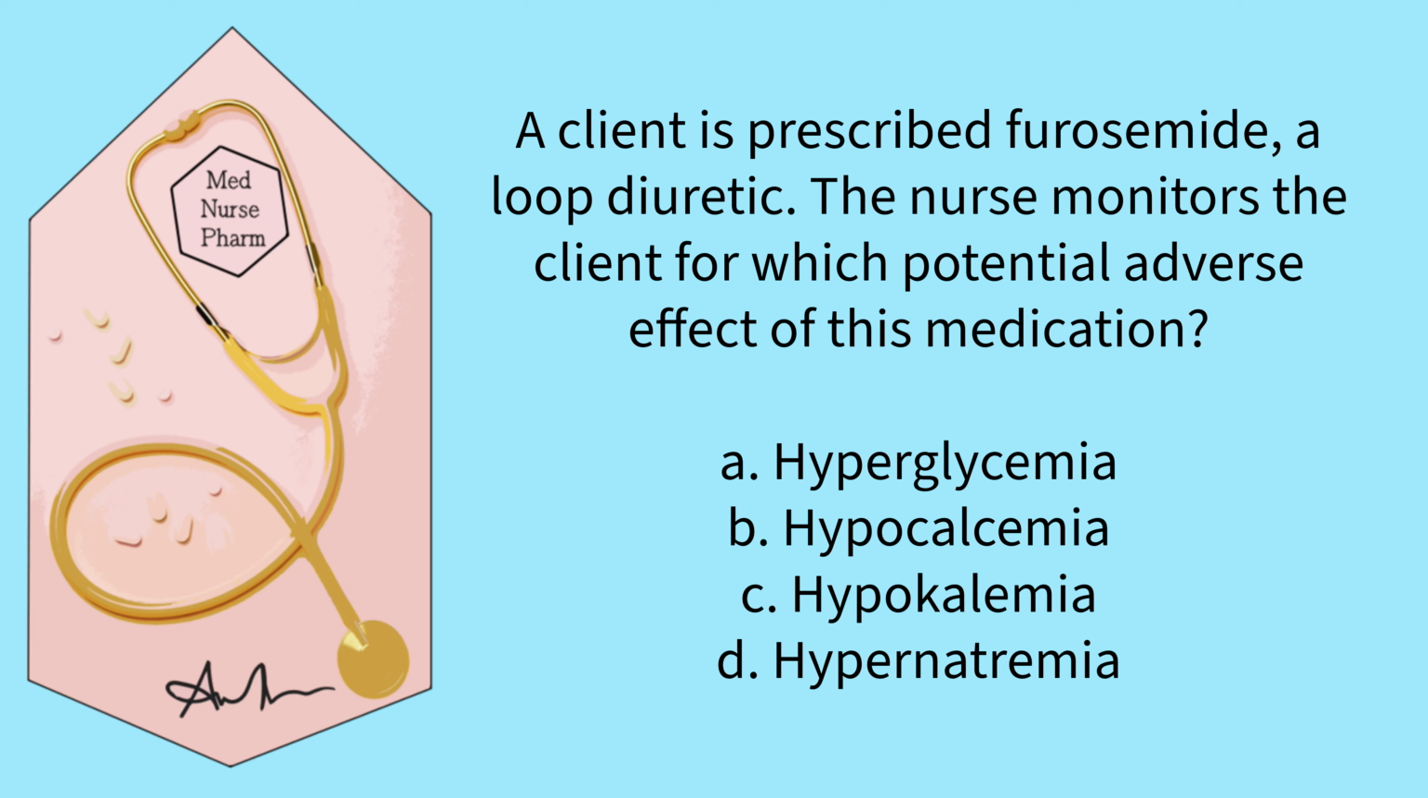Loop diuretics like furosemide can lead to hypokalemia due to increased excretion of potassium in the urine. Monitoring potassium levels and providing potassium supplements may be necessary. A is incorrect. Loop diuretics are not associated with hyperglycemia. B is incorrect. Loop diuretics do not typically cause hypocalcemia. D is incorrect. Loop diuretics typically lead to sodium depletion, not hypernatremia.